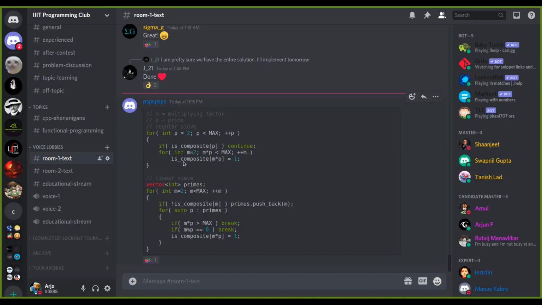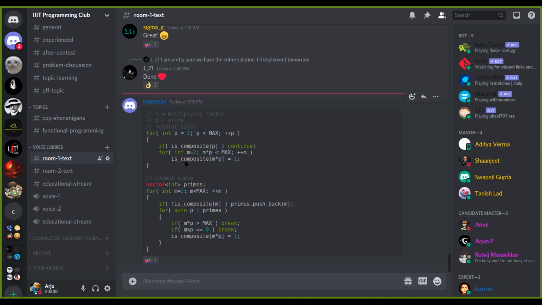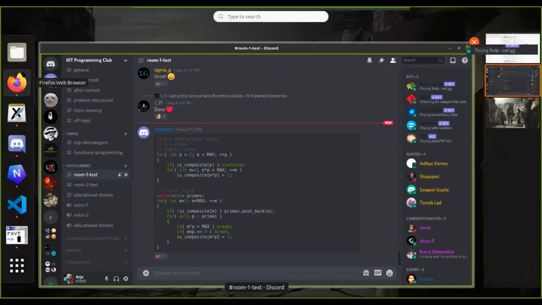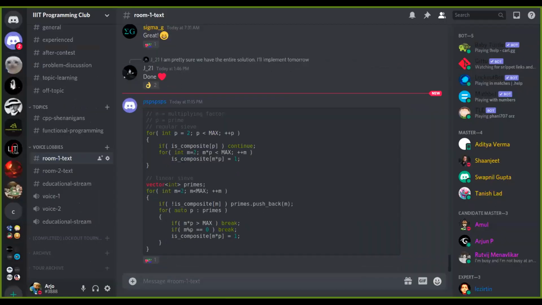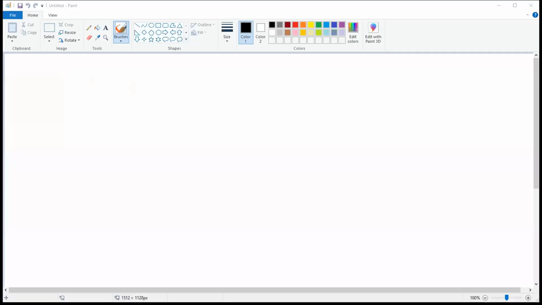So by iterating through all the m's and then iterating through all the p's, there must be a p in the vector that we have that divides m. Okay, I guess I'll share my screen now to explain better. I'll give you sharing permissions. One second. Yeah, I think you have sharing permissions now. Is it visible?